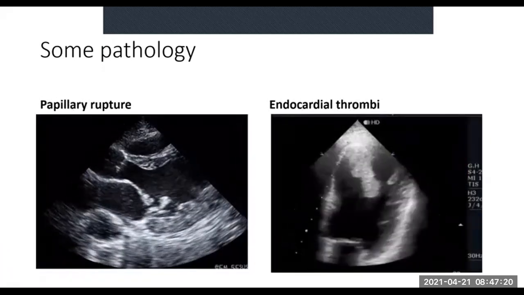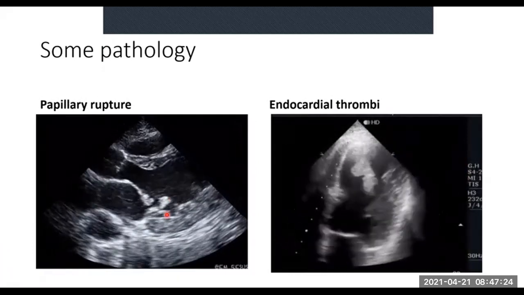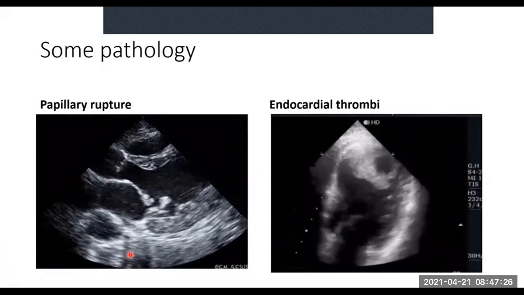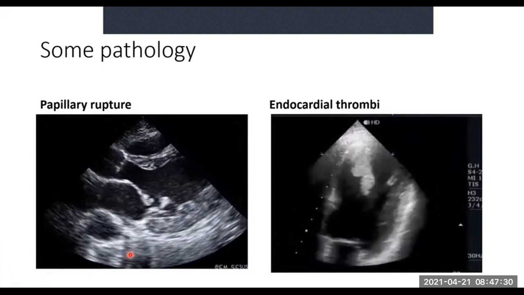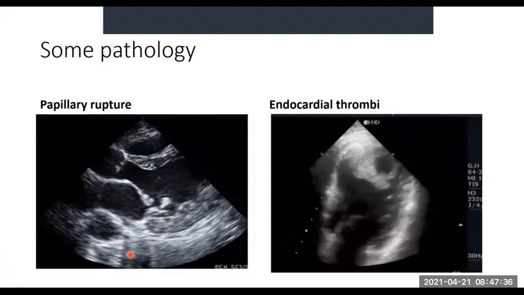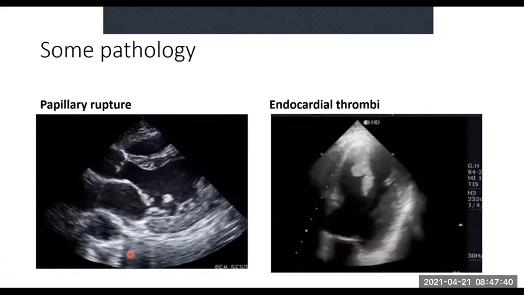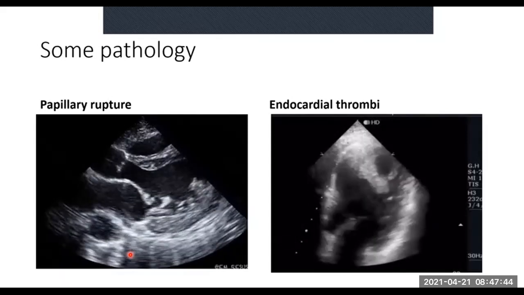So this is something else that we normally see, papillary rupture. Okay, so what are we looking at here? Any idea? It's a papillary muscle that's basically torn away from the rest of the structure. So it could more commonly tear away from the leaflet, or it can tear away from the mural surface as well. And the most common reason for that is ischemia.